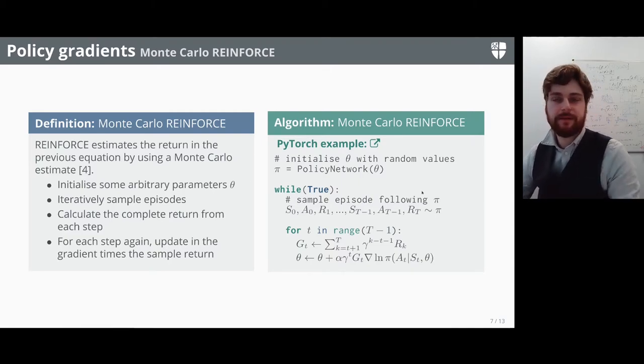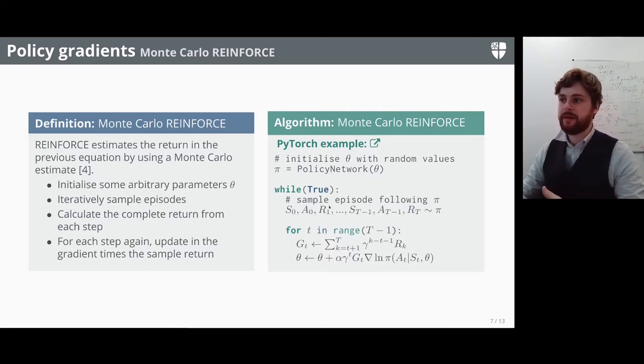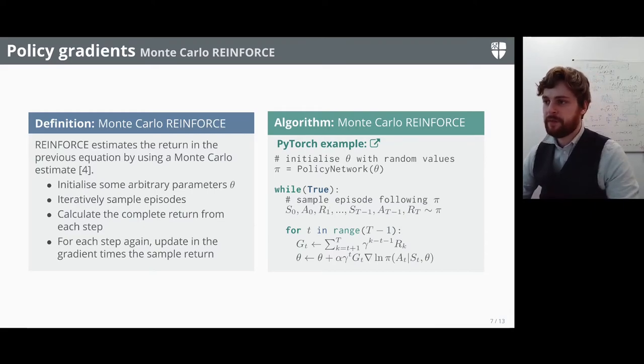And we get this algorithm here. We're going to start by initializing our parameters theta, a random policy network with some random parameters. And we'll start by sampling a complete episode here. Remember, this is a Monte Carlo method, so it requires complete episodes all the way into the future, complete trajectories. Then we're going to compute the return by summing all the discounted values of the reward going into the future of that episode.